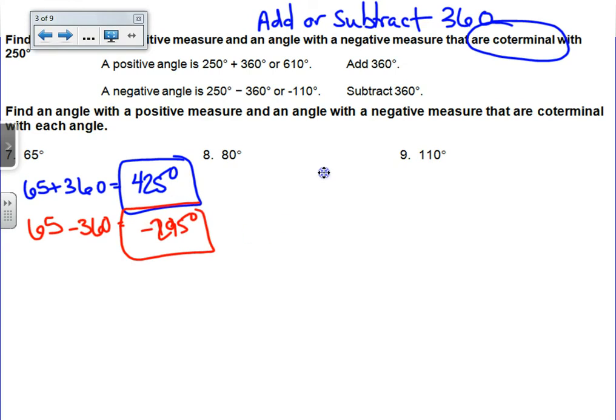Are those the only 2 answers? No, I could keep subtracting 360 off of negative 295 as many times as I want, and I would give you an infinite number of coterminal angles. But again, do me a favor, don't do that. That's really annoying. Just find the first one. Otherwise, I'm going to be angry.